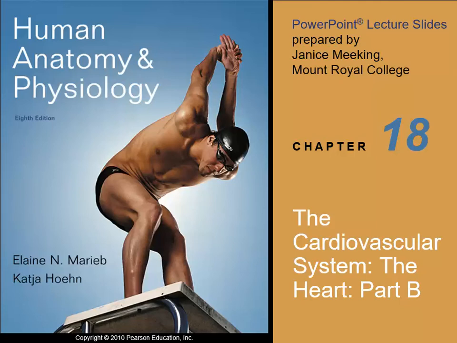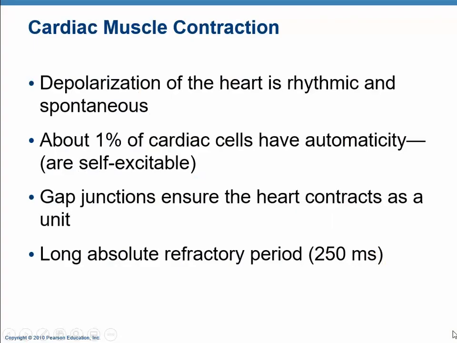Okay, continuing with cardiac muscle. So the cardiac muscle contracts. Now, again, one of the differences between skeletal muscle and cardiac muscle is that skeletal muscle needs a nerve impulse to start the contraction, to set off the action potential and result in a contraction.